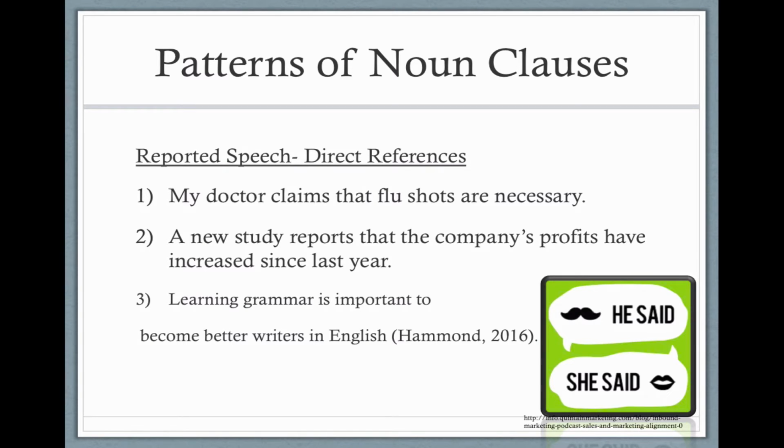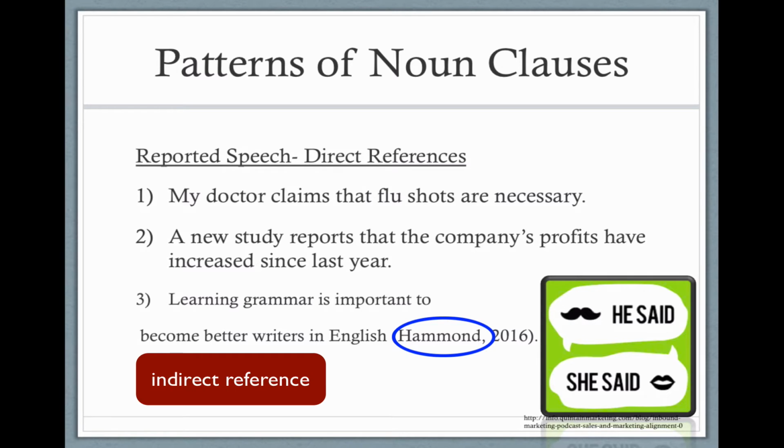And in this last example here, I have that this is an example of an indirect reference, because in this example, me, Hammond, I'm not directly or actively stating the sentence here. So this is the difference between a noun clause, which is a direct reference or reported speech, and paraphrasing indirectly, where I take the person who is saying the phrase out of the sentence and it's more passive in terms of they're not actively stating the phrase.